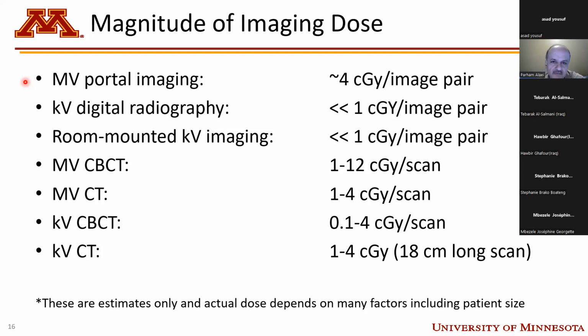So you may actually have hundreds of images done. The megavoltage cone beam is 1 to 12 centigray, depending on the MU delivered. Megavoltage CT, which is tomotherapy, is 1 to 4 centigray per scan. The kilovoltage cone beam is a range, from a fraction of a centigray to 4, depending on the protocol used, and kilovoltage CT, the new tomo, again 1 to 4 centigray.